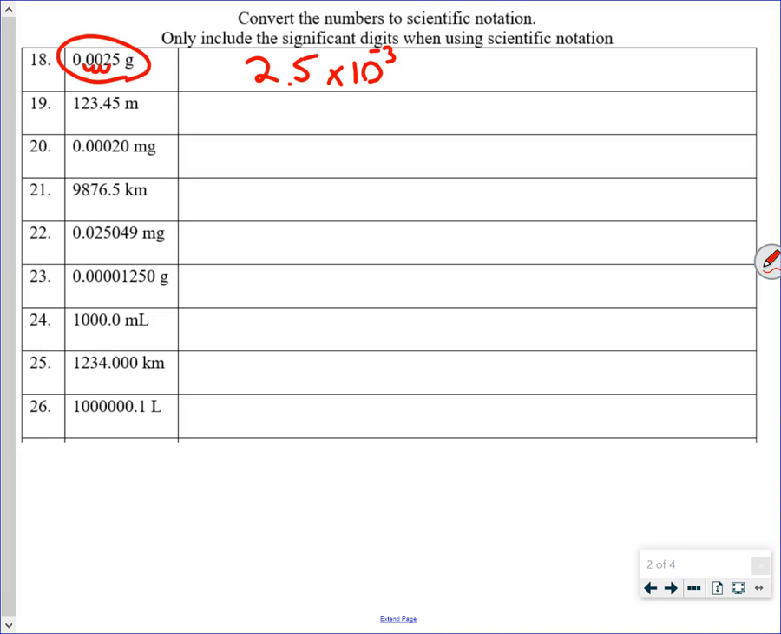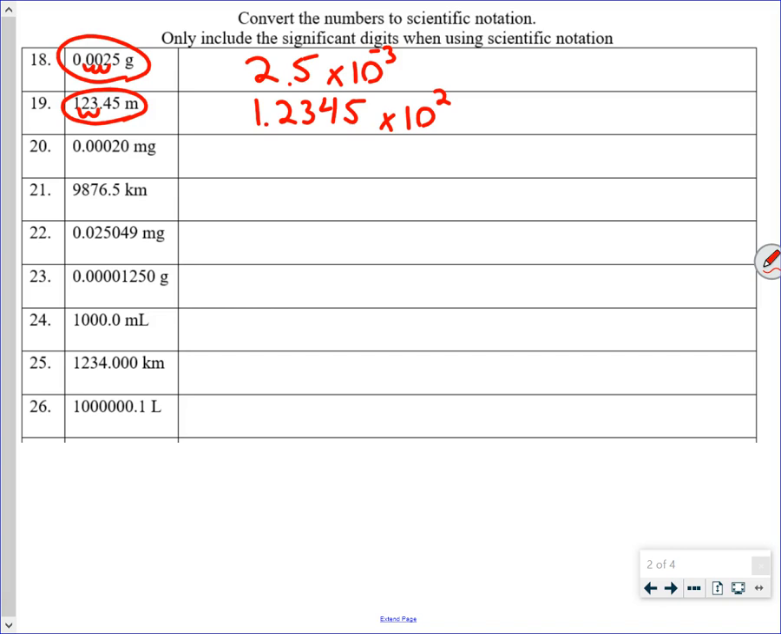Let's try the next one. So in 19, I need to move my decimal until I get it right behind my first number. So I'm going to go 1, 2, and put it right behind the 1. I rewrite it. I include times 10. And then I put an exponent equal to how far I moved my decimal. In this case, we moved it 2 places. And my original number was bigger than 1, so it should be a positive 2.